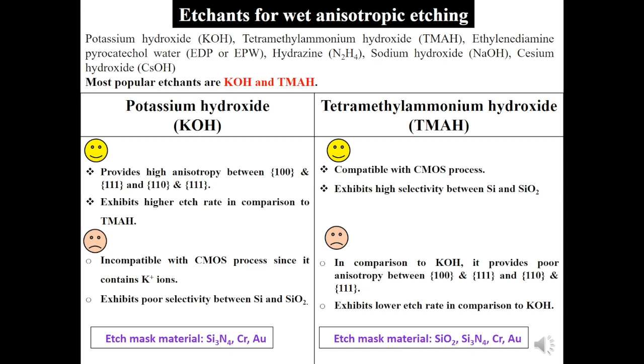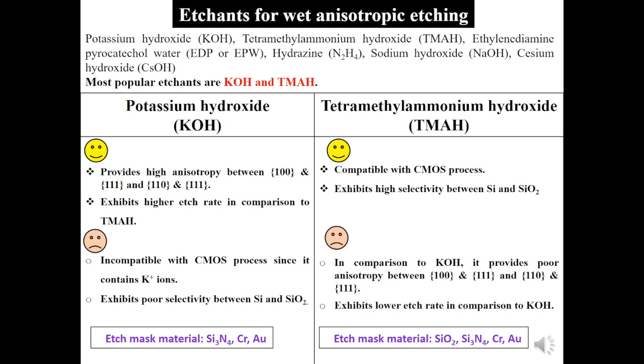Many etchants have been investigated for silicon wet anisotropic etching. These are potassium hydroxide, tetramethylammonium hydroxide, ethylene diamine pyrocatechol and water, hydrazine, sodium hydroxide, and cesium hydroxide. Out of these etchants, KOH and TMAH are most extensively used in silicon wet anisotropic etching to perform wet bulk micromachining. These two etchants have their own pros and cons.